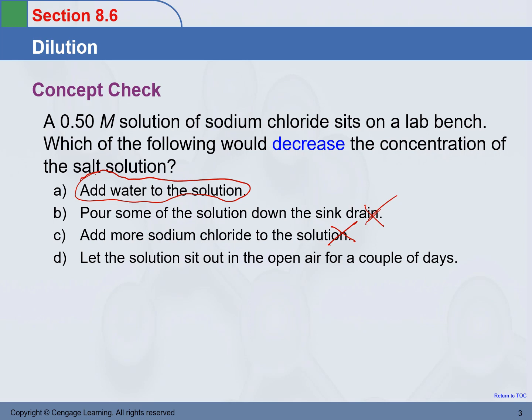Let the solution sit out in the open air for a couple of days. When the solution sits in the open air, water will evaporate. So basically, the amount of solvent will be reduced. As a result, the concentration will increase. That is not the answer. So A is our choice.